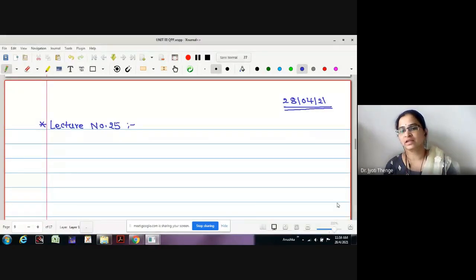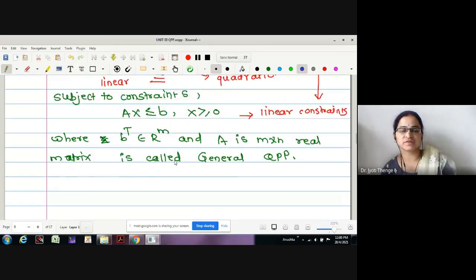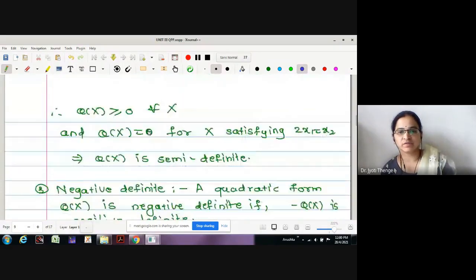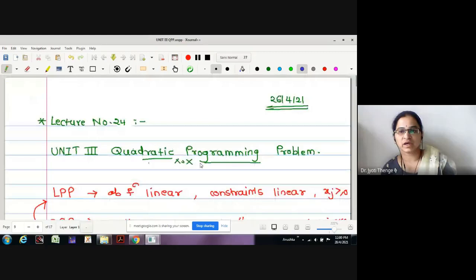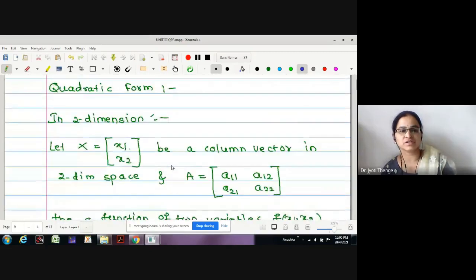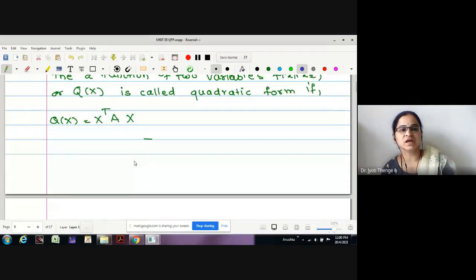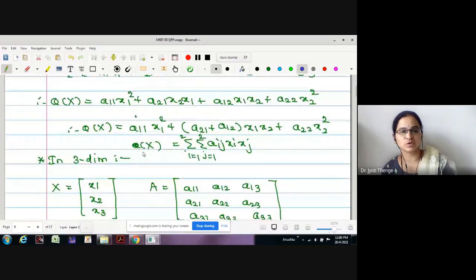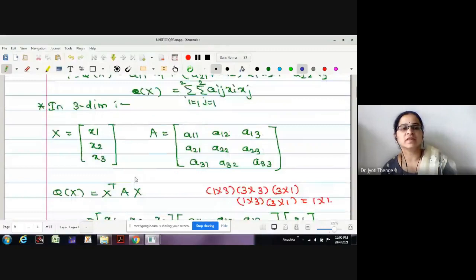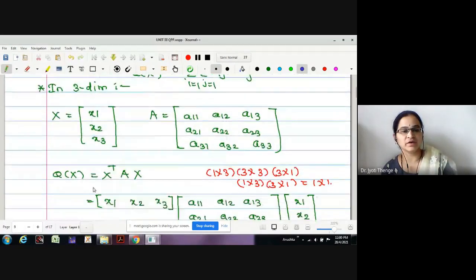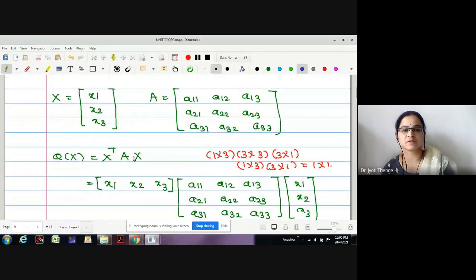In the last lecture, we started the new topic, quadratic programming problem. In this section, we have seen what the quadratic form actually is. The quadratic form of a given function in 2 dimensions we have seen, in 3 dimensions also, and then we have generalized it for an n-dimensional space. So the quadratic form in every dimension space is of the form x transpose Ax.